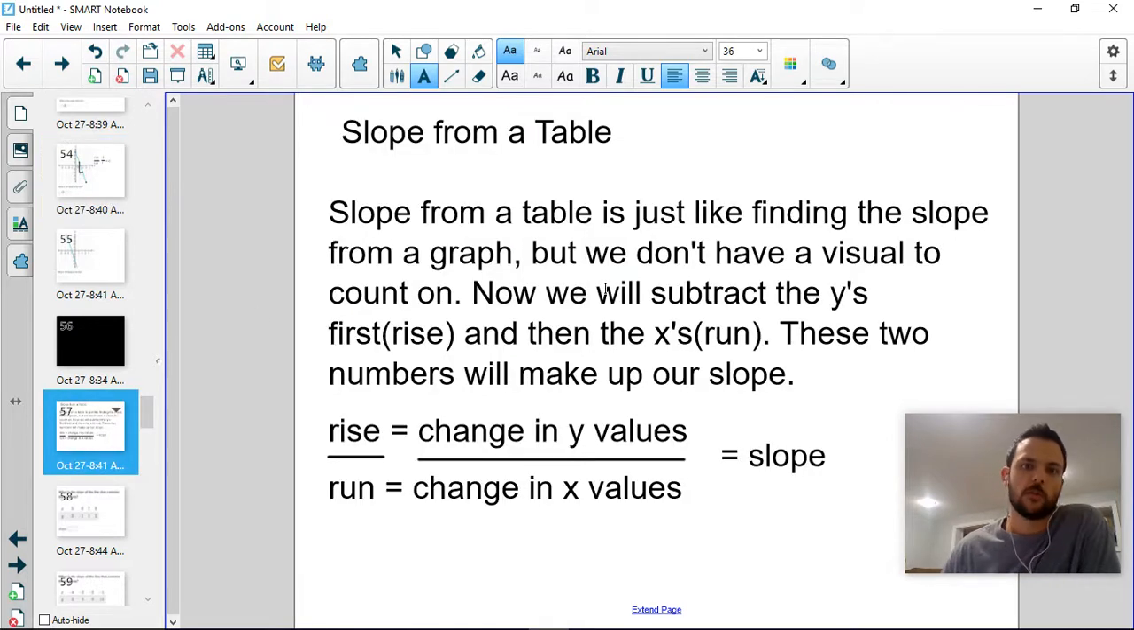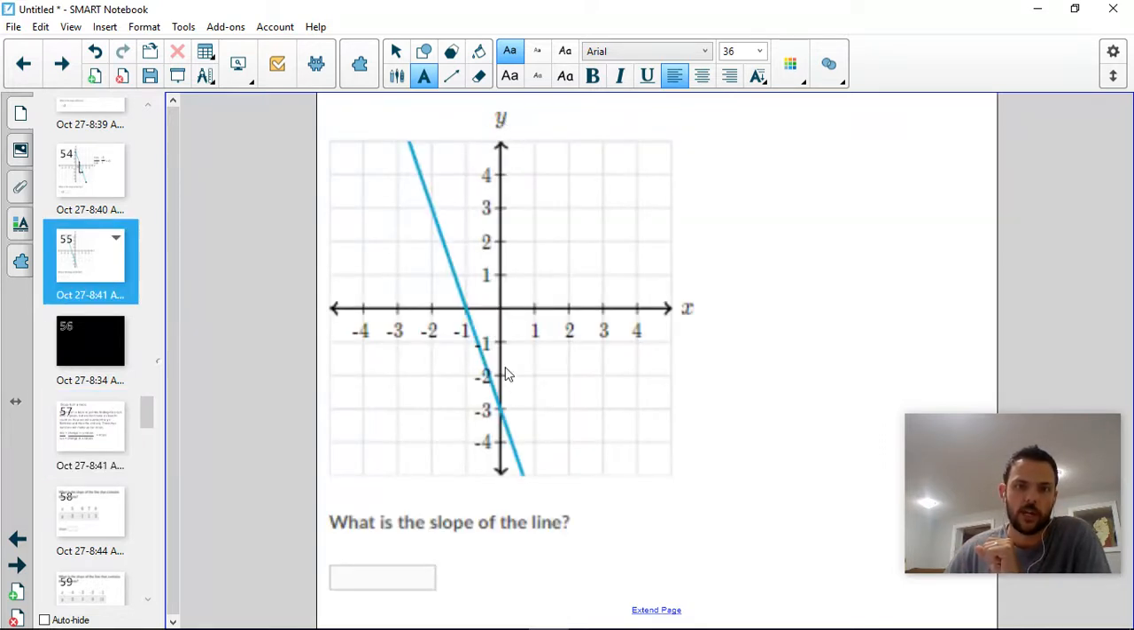Next up, slope from a table. All right, very similar. Just how we find the numbers is going to be slightly different. Okay, so we're not going to have a picture to look at and count. So we're actually going to have to subtract. We're going to find the change in the y values because the y values are the up and down amount. Hopefully you guys remember that from your graph, right? The y-axis is the up and down amount. So that's how we count up and down is with the y's, and then we count left and right, or the run, with the x's.